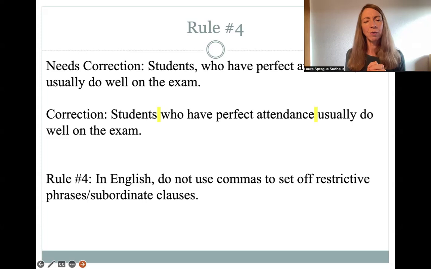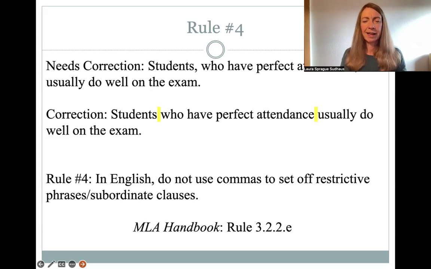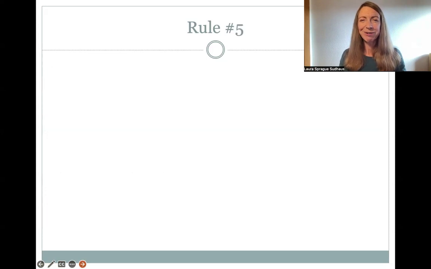So here you go. Rule number 4, in English, do not use commas to set off restrictive phrases or subordinate clauses. All right. The man who was the 44th president is on vacation. No commas. MLA Handbook Rule 3.2.2.e. All right, we are to the 5th and final punctuation rule.